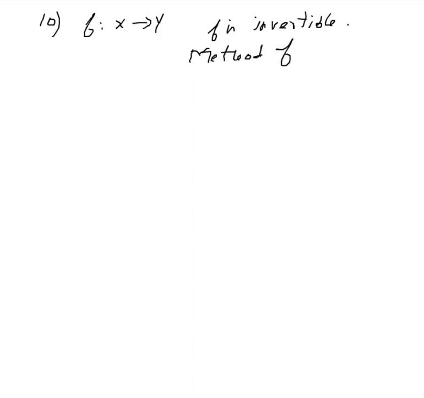Let us continue exercise 1.3. 10th question. Let f be a function from X to Y, be an invertible function. Show that f has a unique inverse. So in this question we are going to use the method of contradiction.